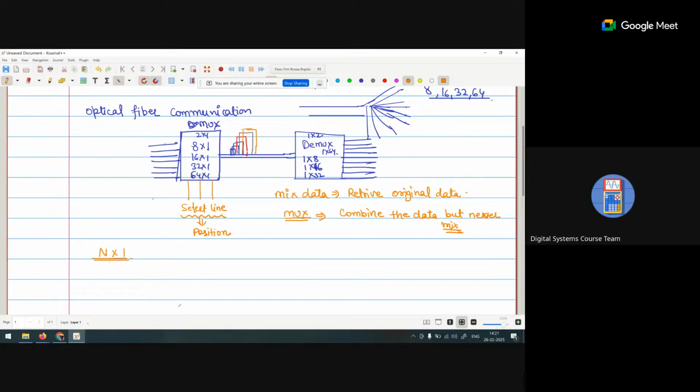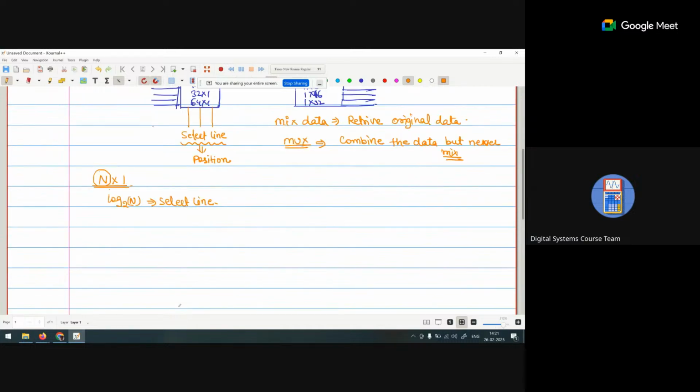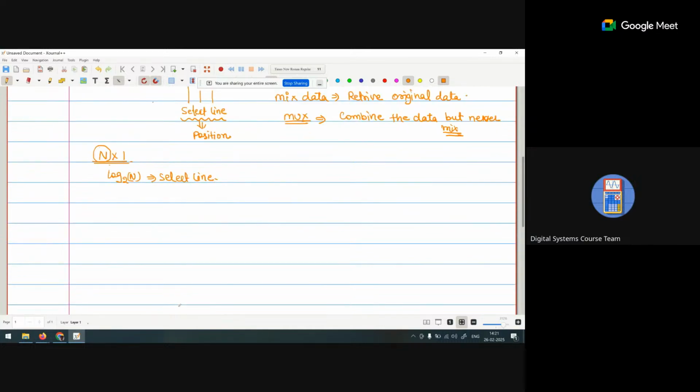So how many select lines are there? If 8 possible inputs are available, then for those 8 possible inputs we require 3 different bits to create 8 combinations. So that means we require log base 2 of N select lines. Is it clear? So if we design an N cross 1 mux, we require log base 2 of N select lines.